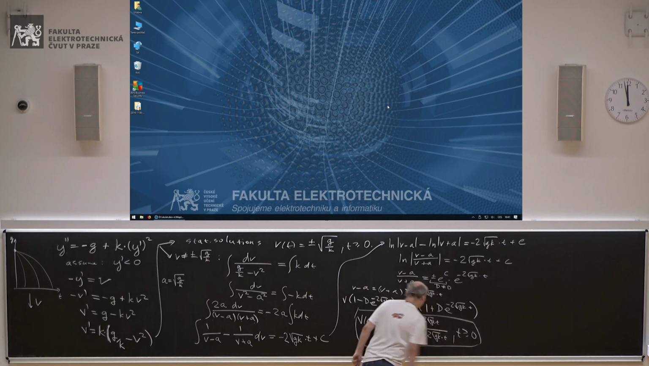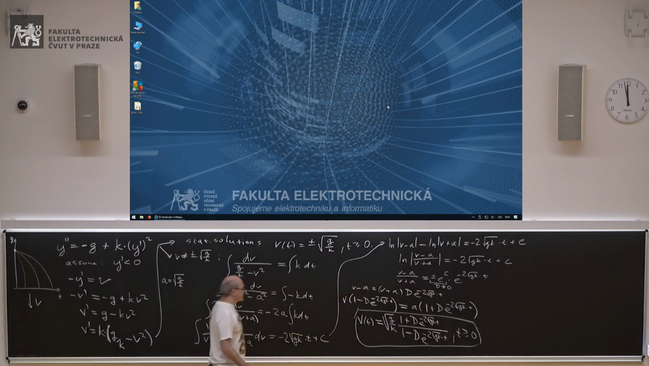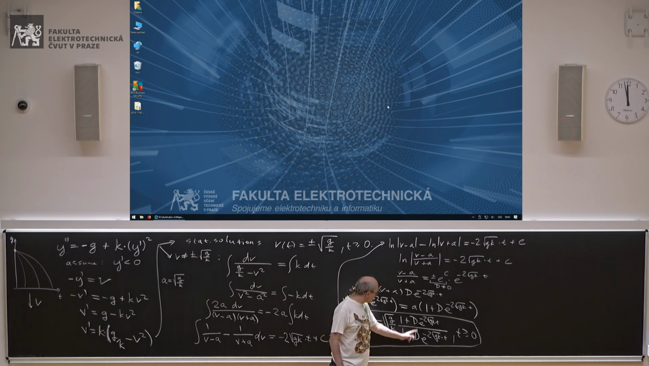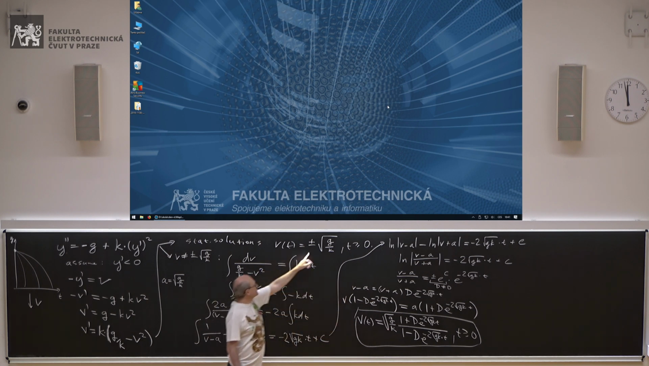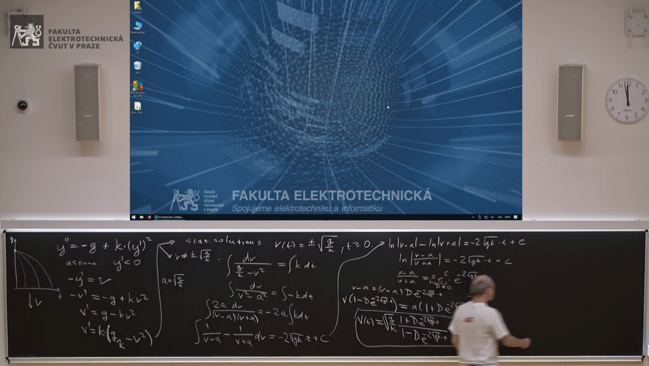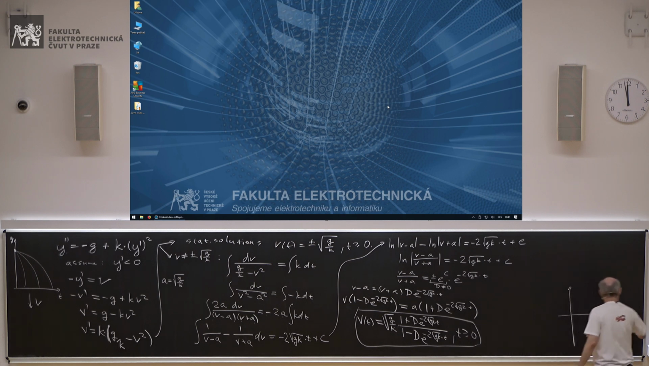Okay, let's see. What happens if I put 0 for d? That's a good question. If I put 0 for d, then this disappears. 1 here, square root of g over k. I'm getting one of these stationary solutions, which is nice, not the other one. Yeah, that's interesting. But anyway, I don't really care about the other one. Why? Well, because, here we go, one stationary solution, another stationary solution. So these are actually equilibria.